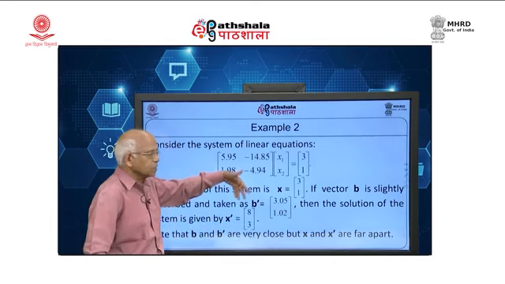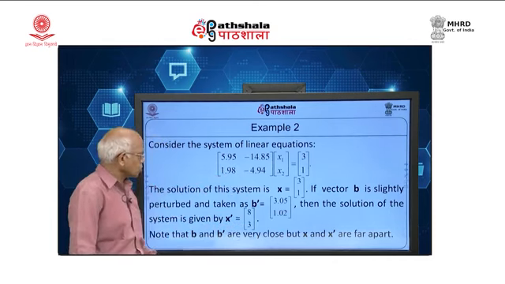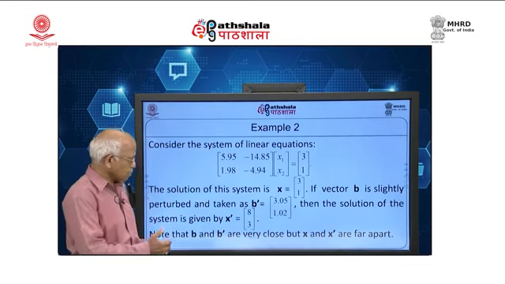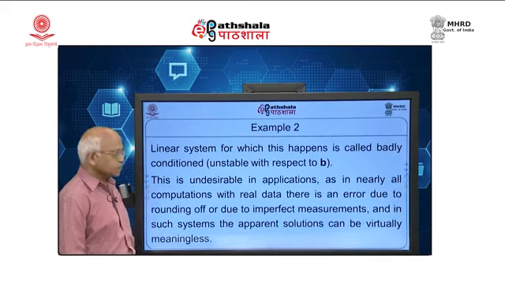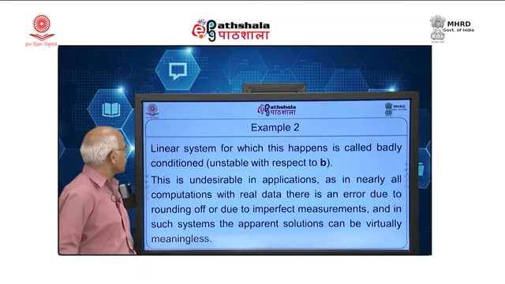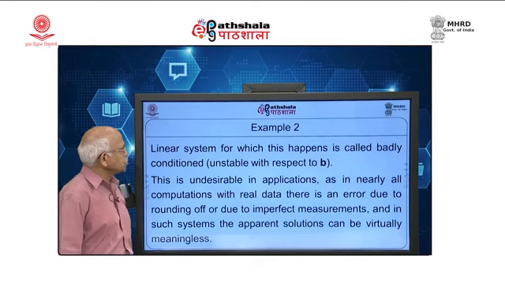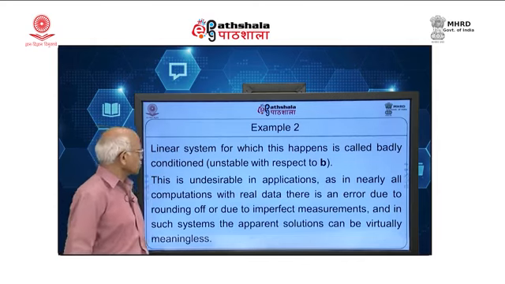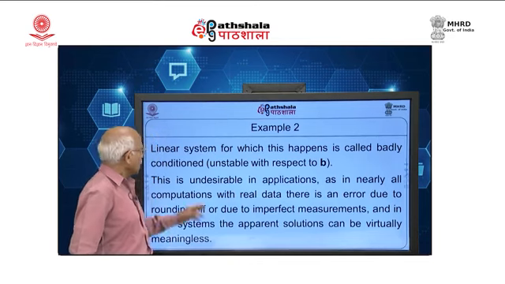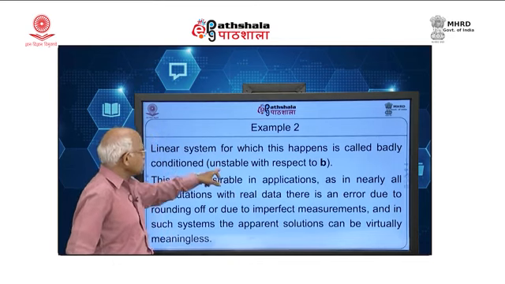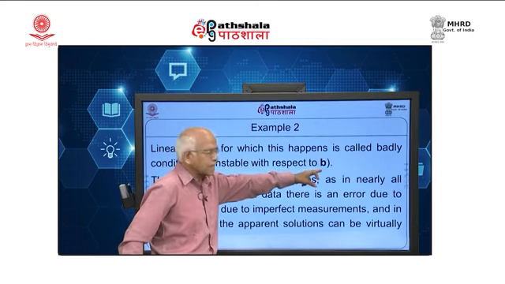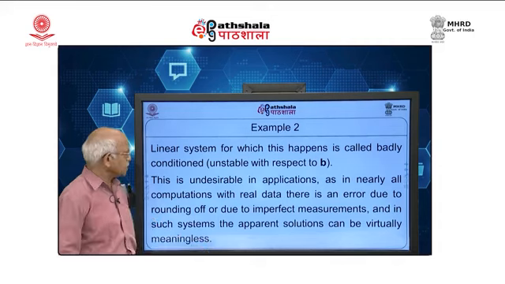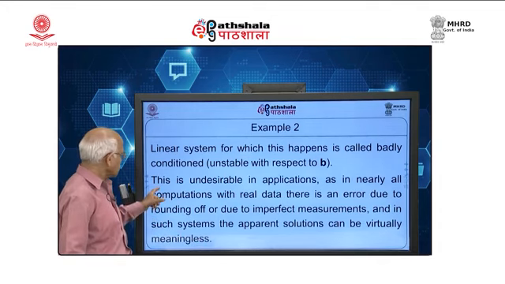Now, it is very difficult to say that when you are approximating, these two solutions are far off from each other, though the system parameters are not that far. So, linear systems for which this happens are called badly conditioned or ill conditioned systems of equations, and this is ill conditioned, unstable with respect to right hand side vector b bar, because small changes in b bar have made the solutions far off from each other.